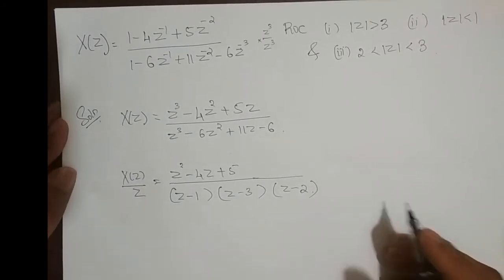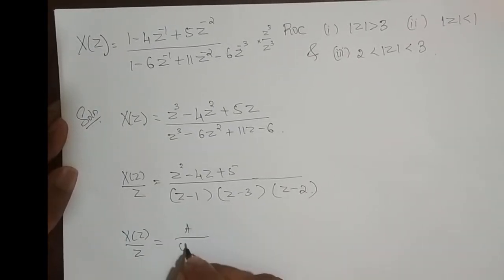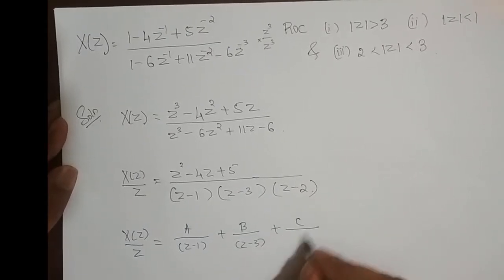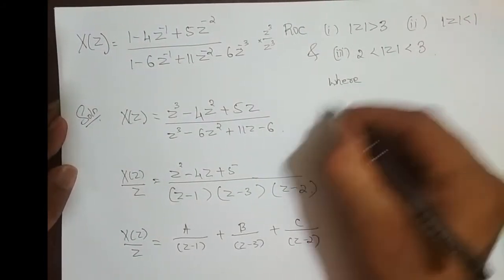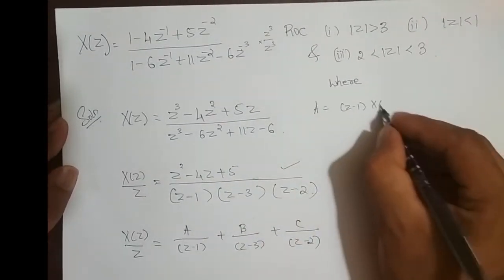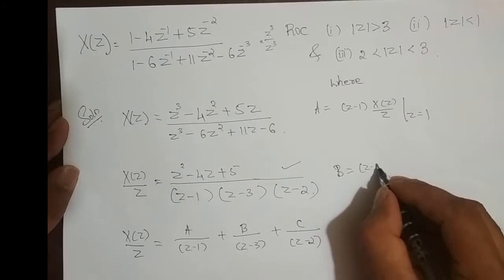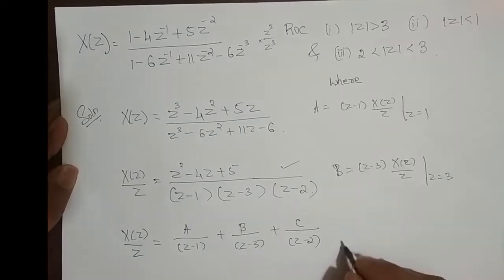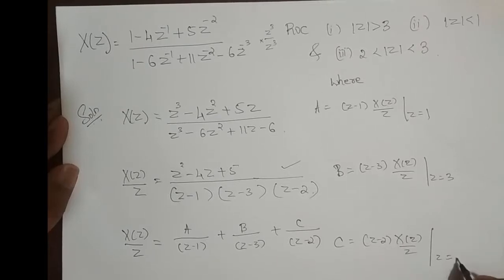So what do we do next? We have to do the partial fraction expansion. X of z by z is A divided by z minus 1 plus B divided by z minus 3 plus C divided by z minus 2, right? What is the formula for A, B, C? A is z minus 1 into x of z by z at z equal to 1, B is z minus 3 into x of z by z at z equal to 3, and C is z minus 2 into x of z by z at z equal to 2.